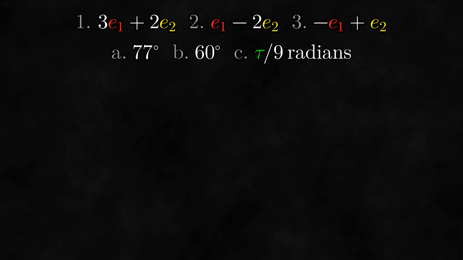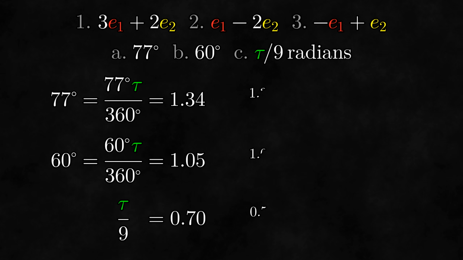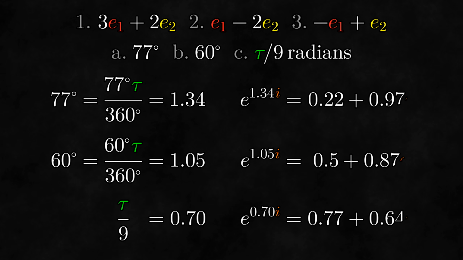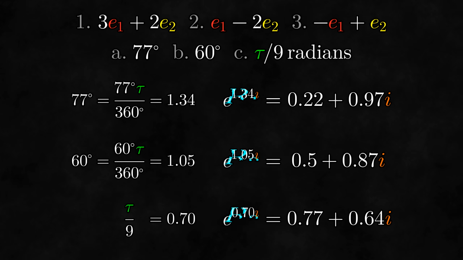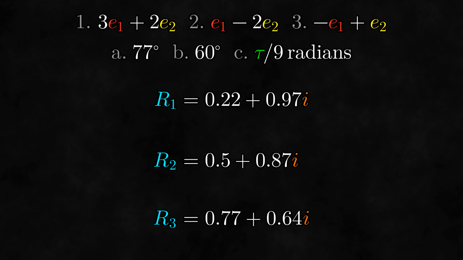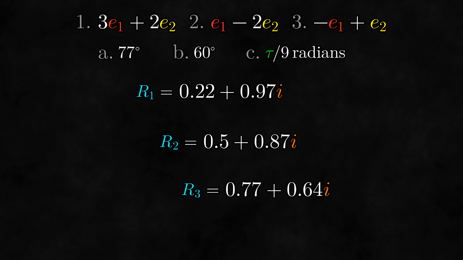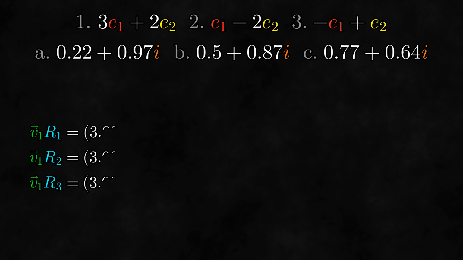Taking a hint from when we did a similar exercise a couple of videos ago, let's calculate the rotor for each angle first. We just need to convert each angle to radians, multiply it by i, and then exponentiate the result. We get these rotors. Now, to calculate the rotations, we just need to multiply each vector by each rotor.